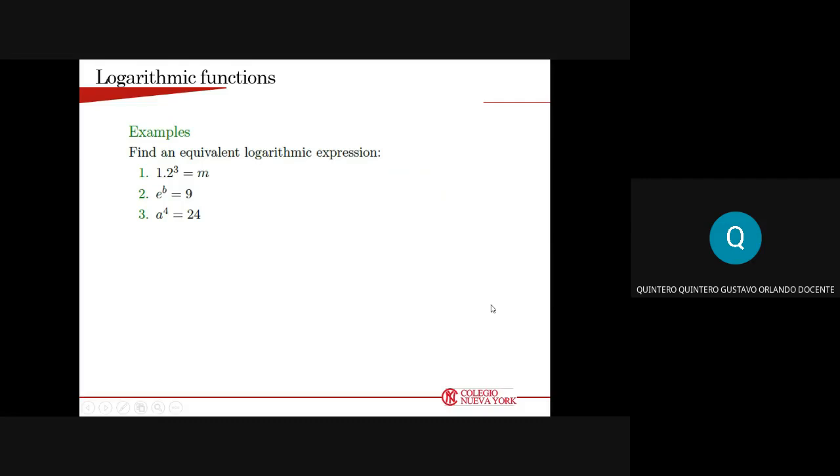This is the good stuff. This is what we came for, right? All right, examples. Find an equivalent logarithmic expression. In these three examples, what we are going to have to do is change this expression, which is an exponential. Look at this, it has a base and an exponent. These are exponential functions, so we need to change these exponentials into logarithmics.